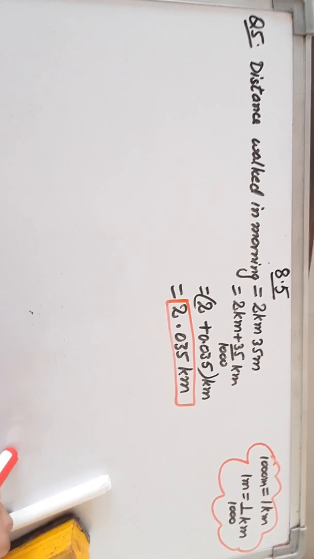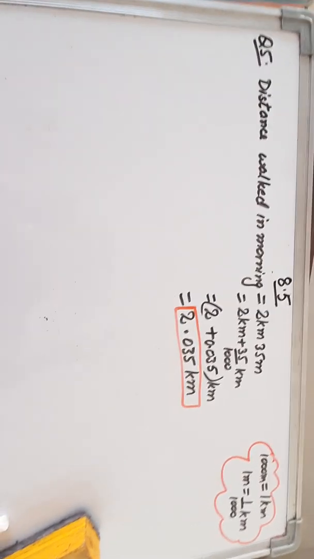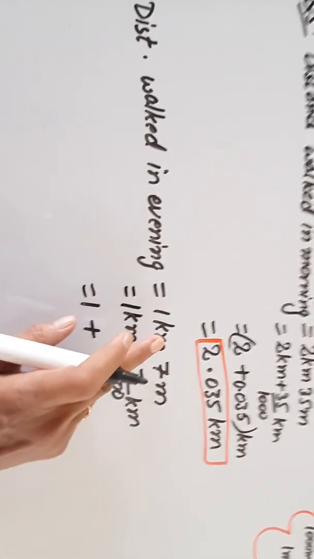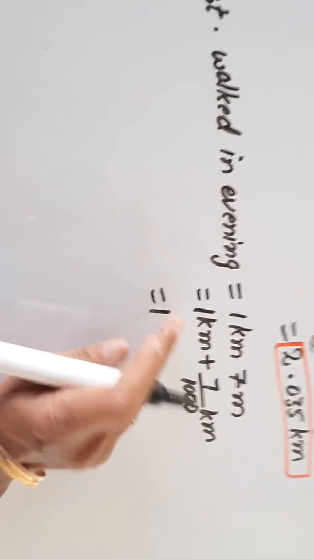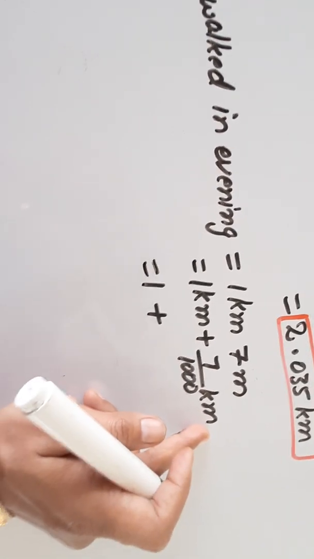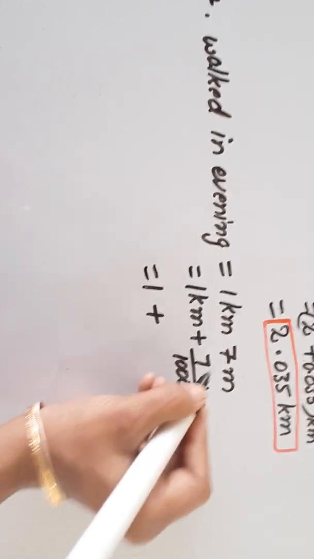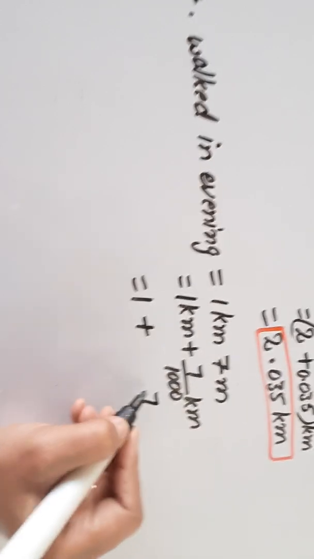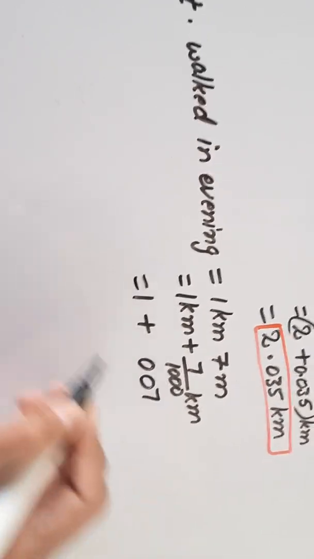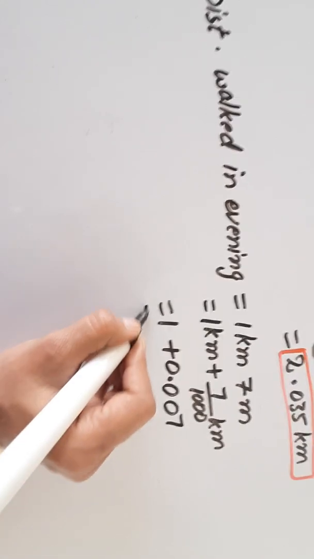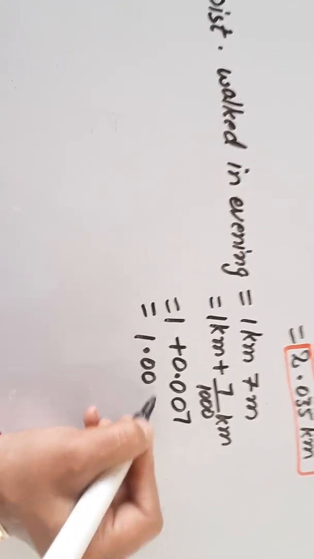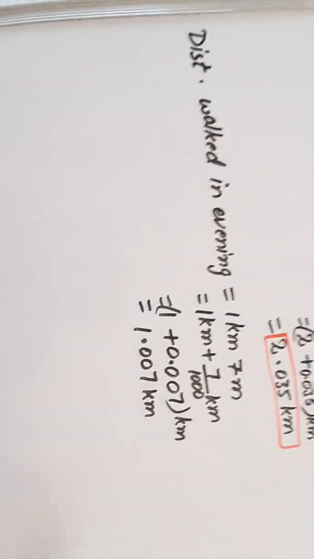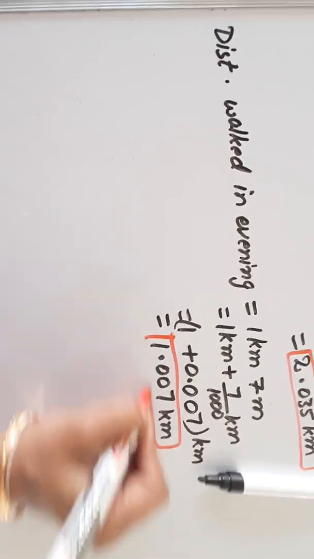Now similarly, let us find out the distance walked by Naresh in evening. So distance walked by Naresh in evening is 1 kilometer 7 meters. So 1 kilometer plus 7 by 1000 kilometers, right? For 3 zeros we'll place the decimal, leaving 3 digits. So 1 digit is 7, no other digit, so take second digit as 0, third digit as 0, then place the decimal. So by adding the two we'll get 1.007 kilometers. So this is the distance which he walks in the evening.